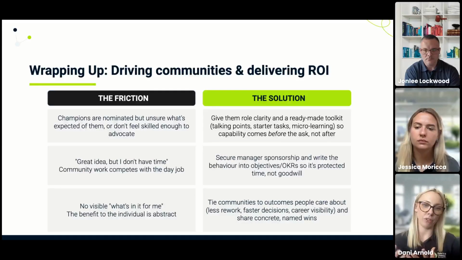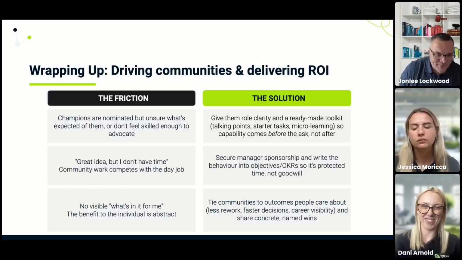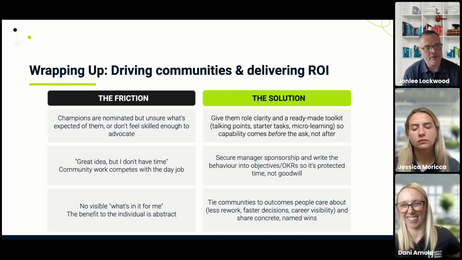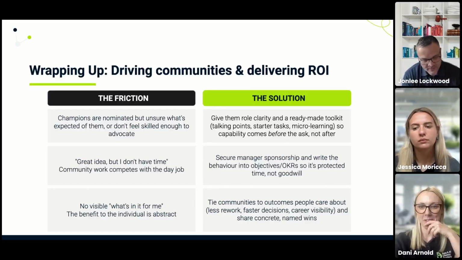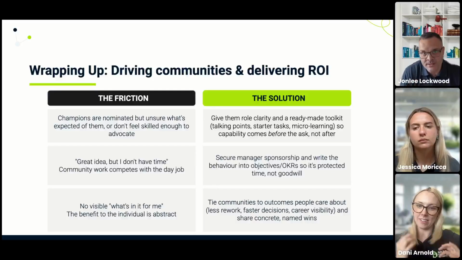I guess before we do that, Jonlee, are there any other frictions that you can share any solutions for? Oh, I don't know about solutions. I think, as you may have figured, it wasn't easy to start with, right? A lot of it's new.